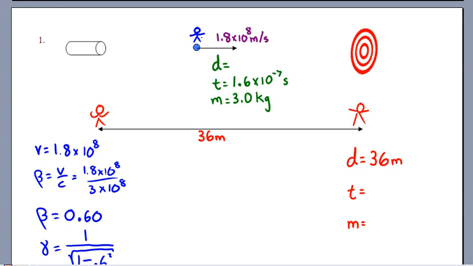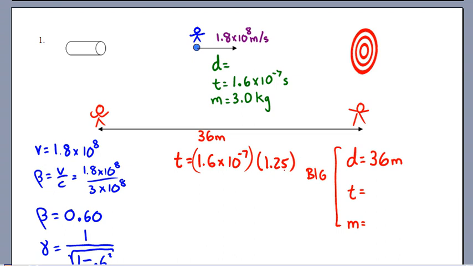If somebody wanted to know this time for the two experimenters down below in this red reference frame, they're going to have bigger numbers. They're going to have a big distance, a big time, and they're going to see that mass going by them, so they're going to say it's a big mass. For their time, you take the other time, 1.6 times 10 to the negative 7, and stretch it. We multiply by that gamma, 1.25, and that ends up being a time of 2.0 times 10 to the negative 7 seconds.